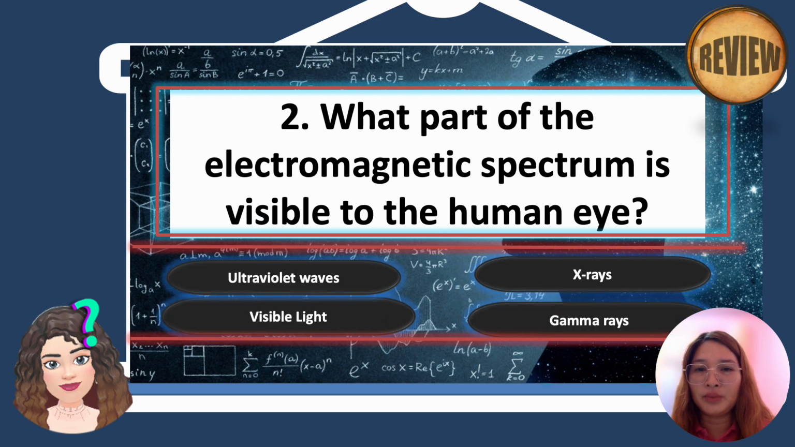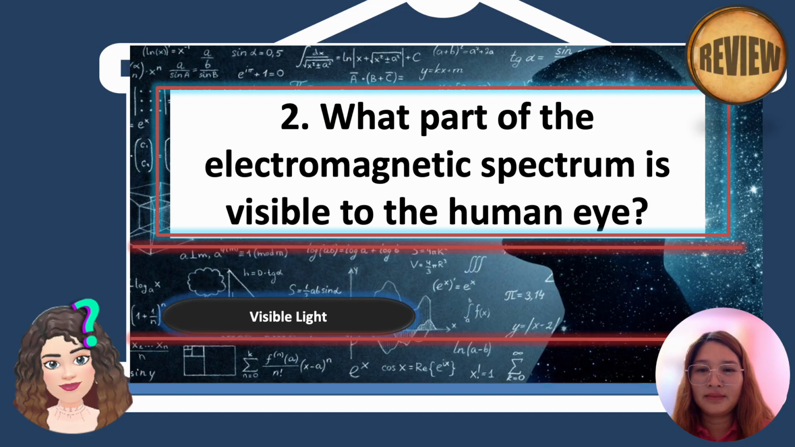Question number 2. What part of the electromagnetic spectrum is visible to the human eye? Ultraviolet waves, visible light, X-ray, or gamma rays? The correct answer is visible light.